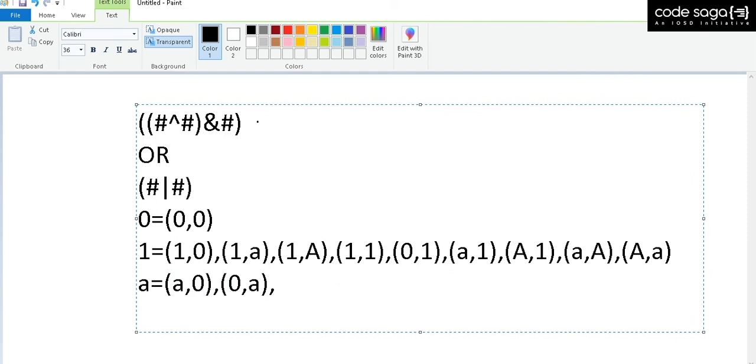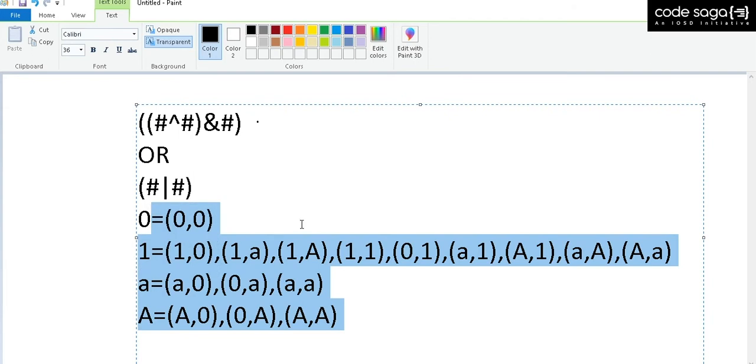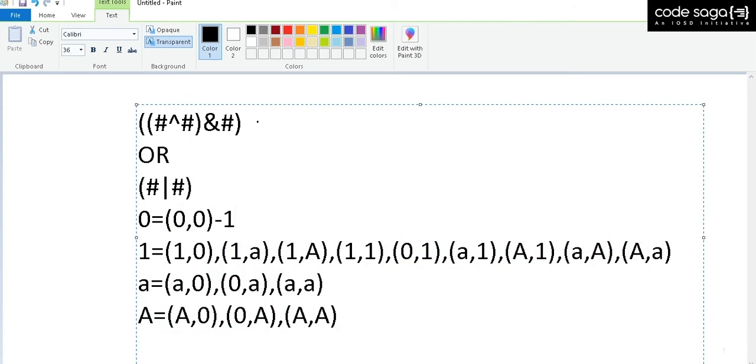And there's also one more case, which is a comma a. And similarly for capital A, you would have the same cases as small a, just small a replaced by capital A. So these are all the cases for OR. So here you will see 0 is in 1 case, 1 is in 9 cases, a will be in 3 cases, and so will capital A. Now we'll move on to AND.